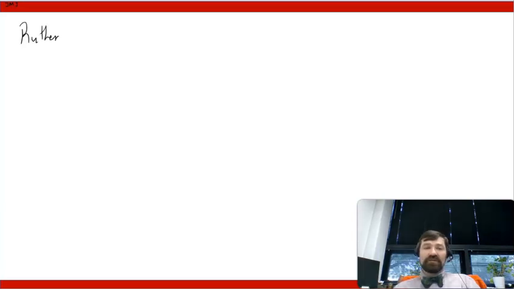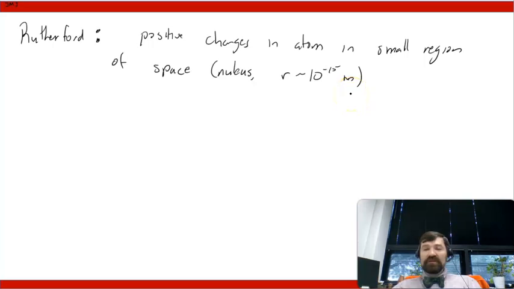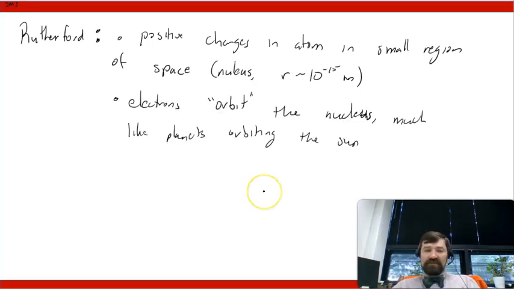So what Rutherford concluded was that the positive charge is located in a very small region of space. This would be the atomic nucleus, which has a radius on the order of maybe a femtometer or a few femtometers. And then the electrons must orbit this. Thus, we get solar system style orbits where you have a positive nucleus and then an electron orbiting, much like a planet orbiting around the sun. So we have some elliptical orbit like so, or maybe even a circular orbit.